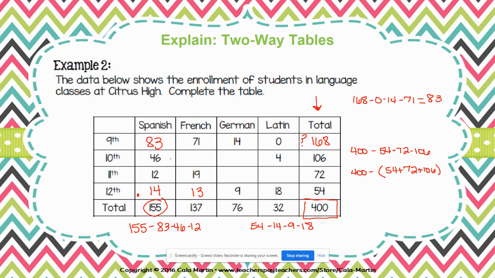Now I can use that 13 and fill out this part. In this part, I know that there are 137 students taking French, and I need to figure out how many of those are in 10th grade. I'm going to do 137 minus 71 minus 19 minus 13.